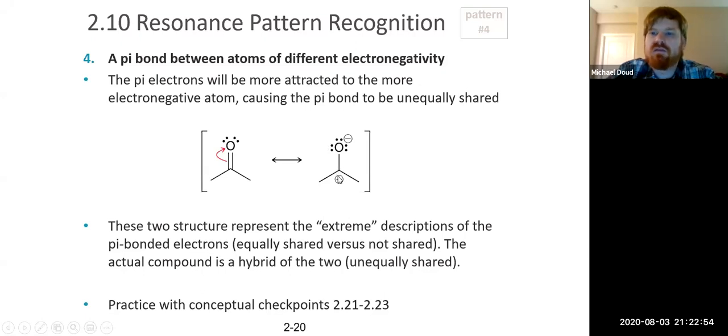Now, is it the best resonance structure? No, I mean, this only has 6 electrons in its octet. This one has a full octet, but it's a valid resonance structure. It can exist. So this is another one that we have to keep in mind. And again, this can only happen if you have 2 atoms of different electronegativity. But it happens a lot in organic chemistry because you see carbon double bonded to oxygen, carbon double bonded to nitrogen, that kind of thing.